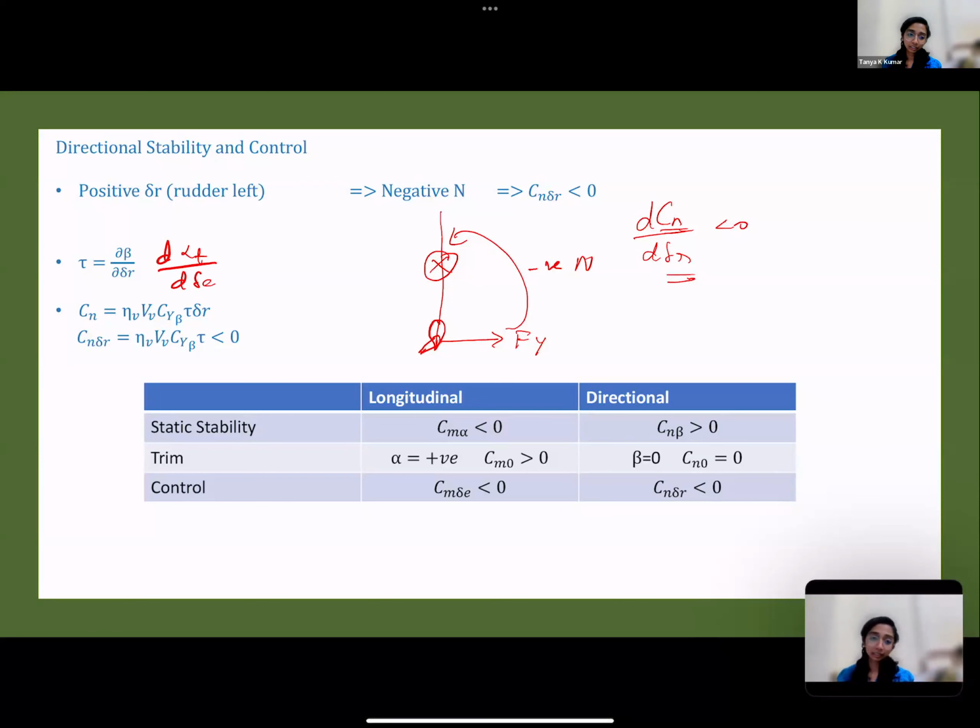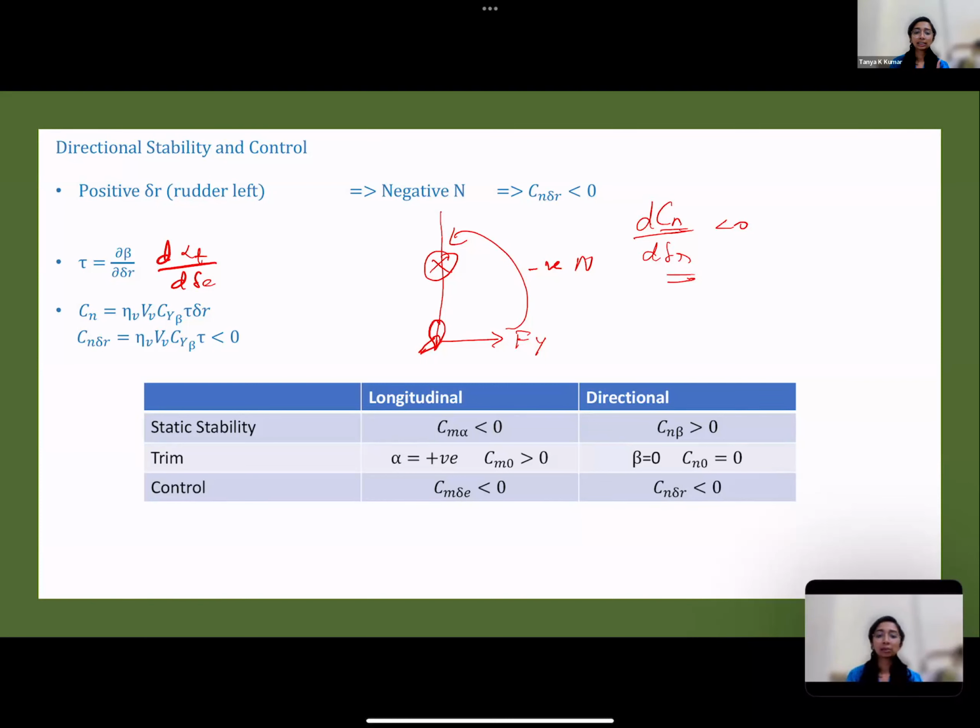The sign conventions, you need to be very careful. So now when the lateral case comes, you have more sign conventions. So just don't try to memorize it. Just see how you can come up with the sign conventions. Okay. So just a comparison between the longitudinal and directional cases.